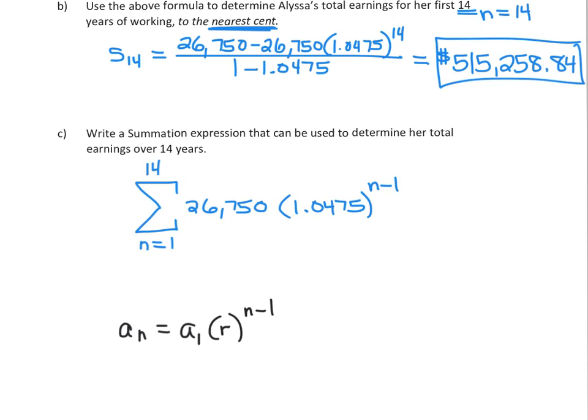And the reason we leave it in terms of n is so that we could substitute. If we wanted to do this by hand, we could substitute in 1 for n, and then 2 for n, and then 3 for n, and so on, all the way up to 14 and add all those together. Now, I'm going to do this again in my calculator just to make sure that this formula matches up with the answer I got here.